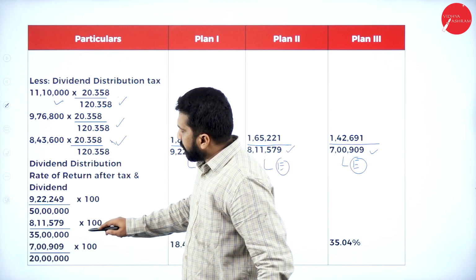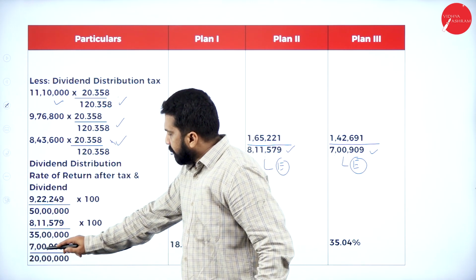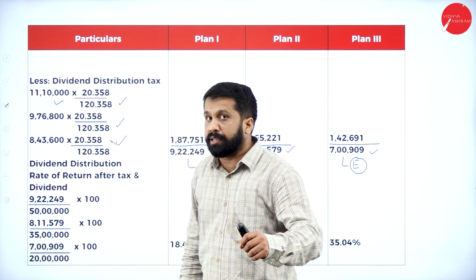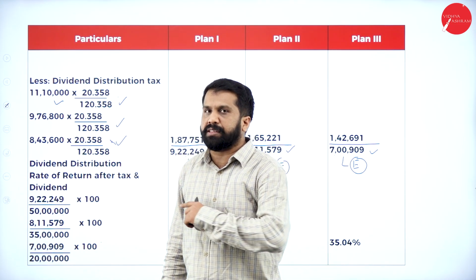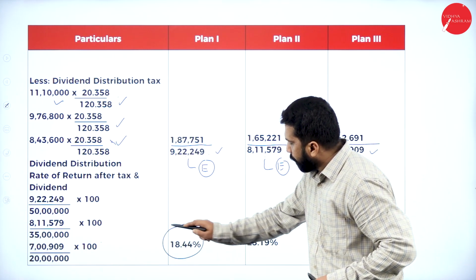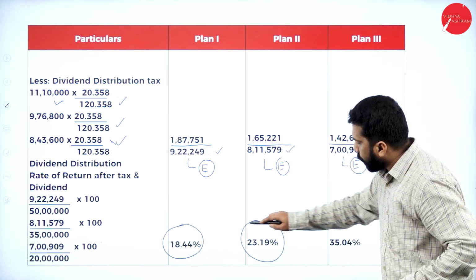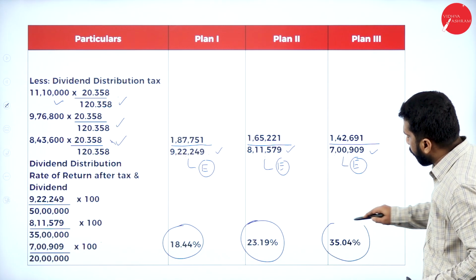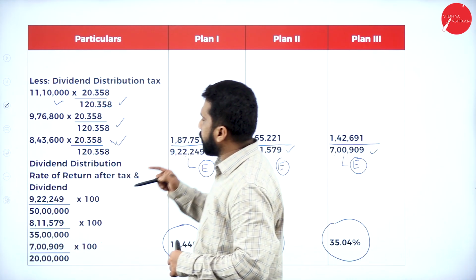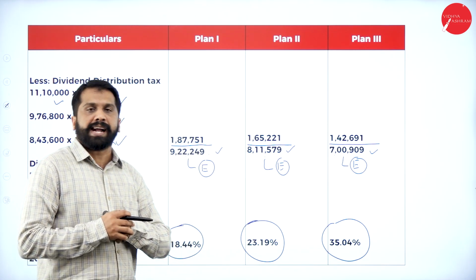8 lakh 11 into 100 divided by 35 lakh. 7 lakh 909 into 100 divided by 20 lakh. Hope you are clear. You are 100% clear with this topic now. Yes. Now, you got 18.44, 23.19 and 35.04. These are your dividend distribution rate of return after tax.